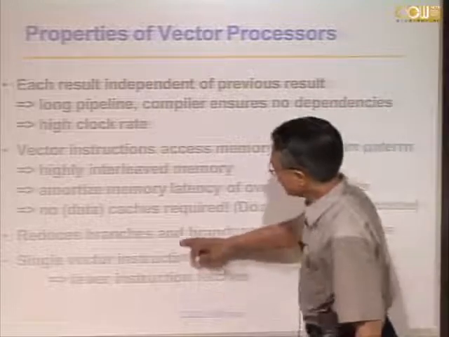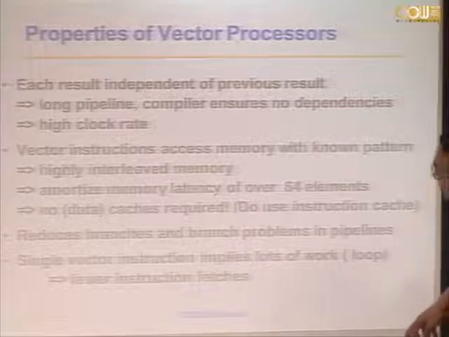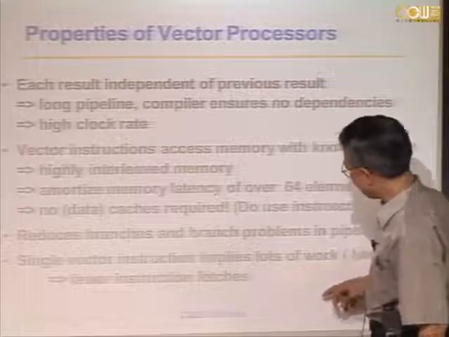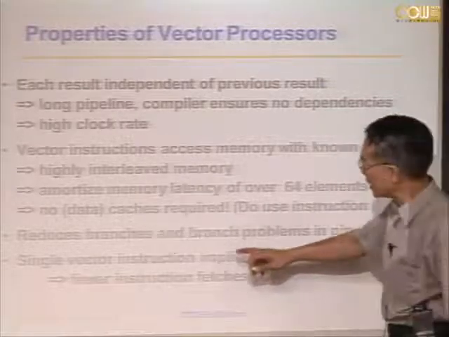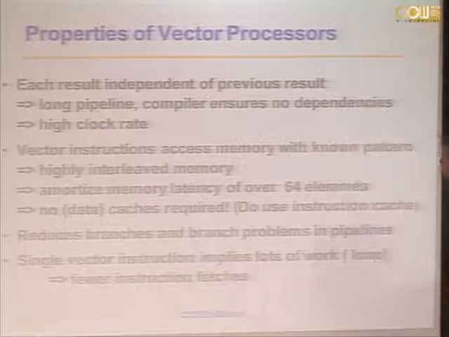And it reduces branches and branch problems in pipelines. And a single vector instruction implies lots of work. Only one instruction, one fetch, one decode, and then you can do a lot.